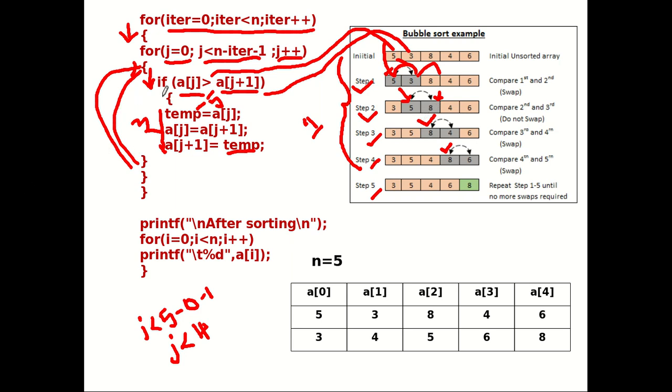Again the loop will go back and j value is incremented by 1. So now j value is 2, nothing but we compare this value with this one. So this is a of j and this is a of j plus 1. So this process will be continued till all the adjacent values are compared.